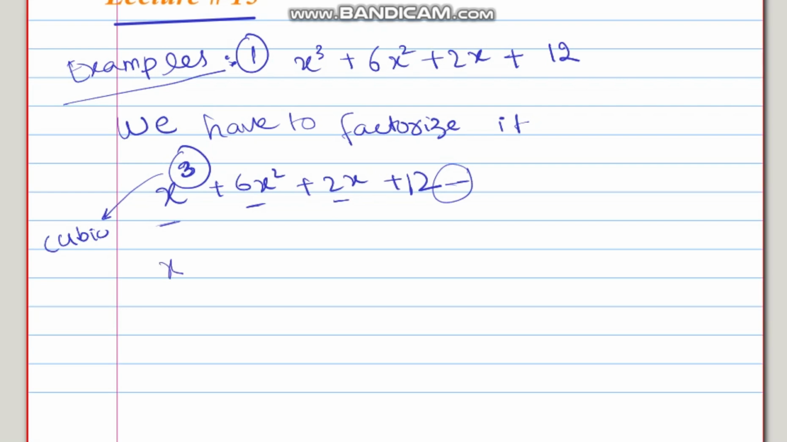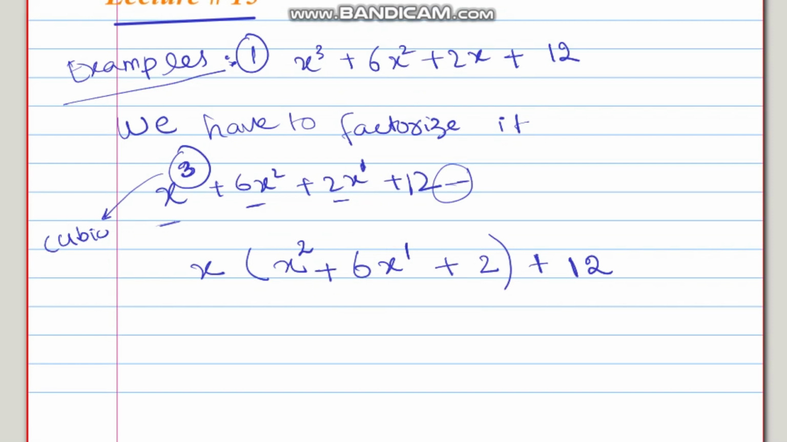This is a very important step. We will take the x common. If the x is common, the power will be reduced automatically. Like x cubed will become x square, and x square will become x to the 1. And the plus 2x, the x is gone and the 2 is here. This one will become x to the power 0, which is 1, so we don't write the x. The bracket will end here, and the 12 will be like this.